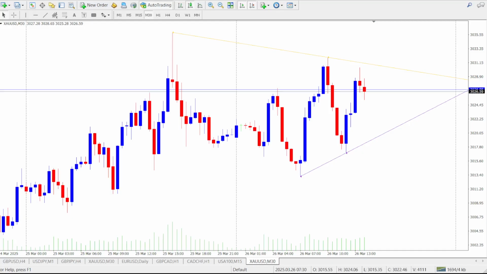Then you wait for the current candlestick to close before entering a long trade. This helps ensure that the breakout is valid and not just a fake out. For a more conservative approach, you can wait for the price to retest the broken trend line before entering a trade.